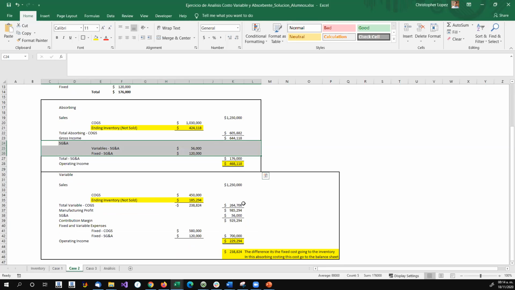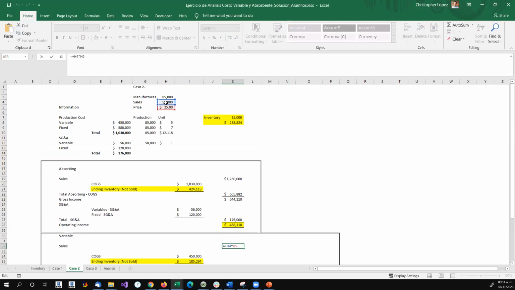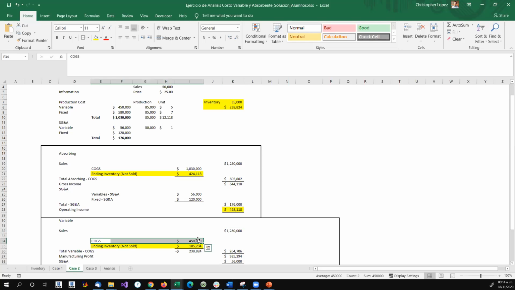So if that's the difference, let's start. The first one is the sales. We always start with the sales, and it's the same: 50,000 times 25, the sales from the period. Now remember, we are only going to use the variable first because we are separating variable and fixed. So our cost of goods sold manufactured cannot be the same as the absorbing one, because here we are using fixed and variable. Here we only want to use variable, okay?